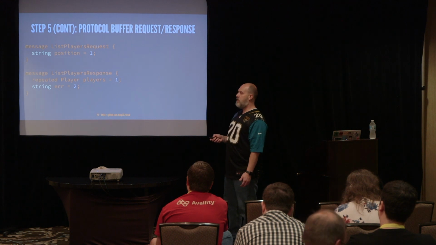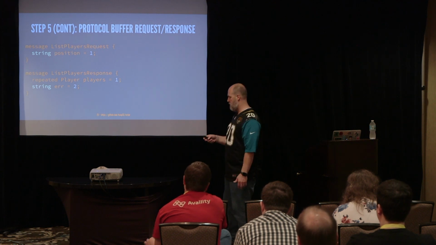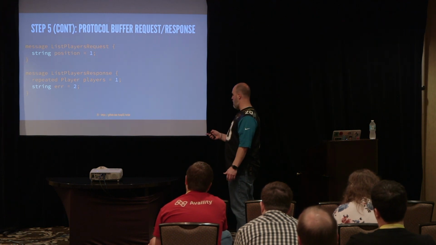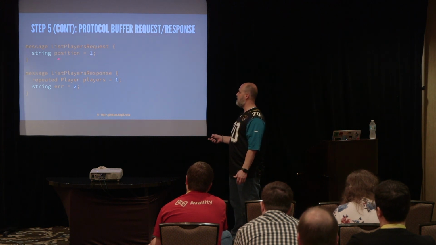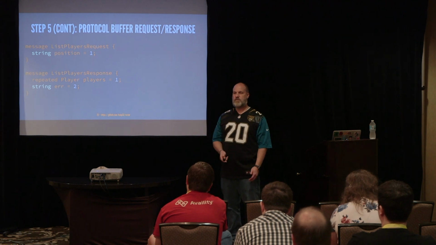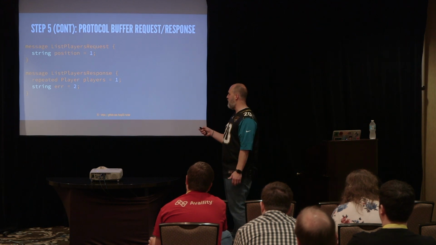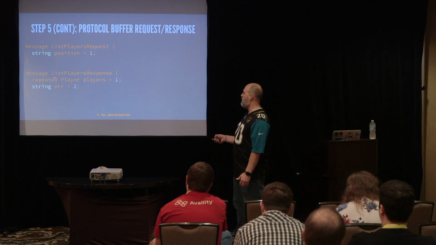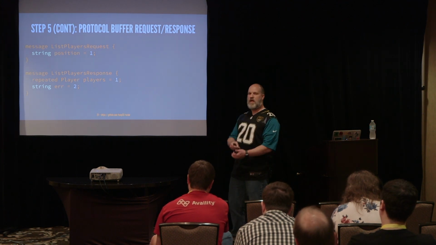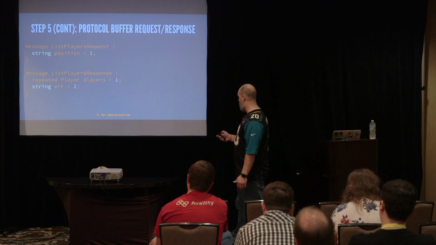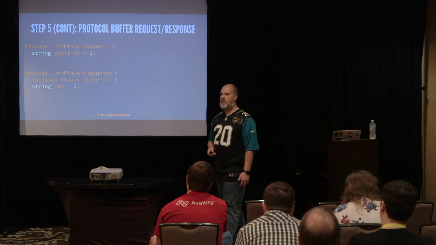Now you remember each of those calls takes some sort of request object and some sort of response. In this case, our list player's request takes, in the first position, a string called position. So that'll be where we pass quarterback or cornerback or running back or lineman or whatever. And then our response will have a repeated message called player, meaning that we have a list of players, and that'll be in the first spot, and in the second spot we'll have a string that has our error.